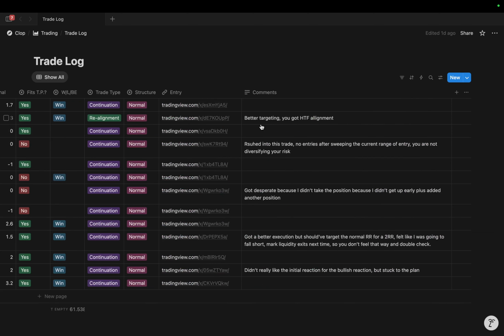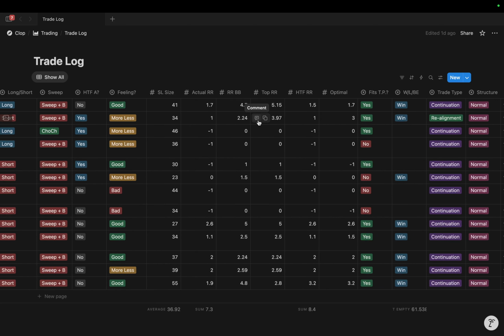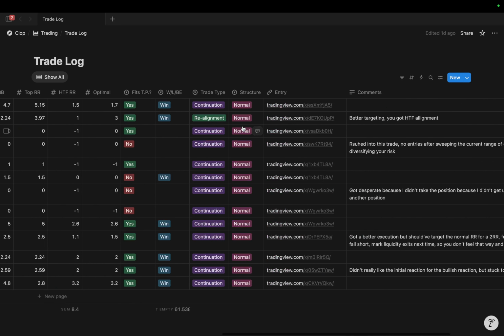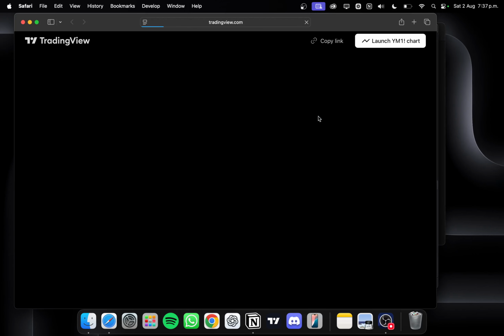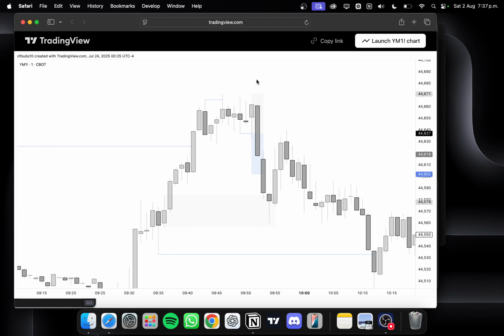For example, here, better targeting, you got higher time frame alignment, right? Why did I target this? It was an actual RR of 1.01, but why did I do that? If it was a 1.03, that was optimal, right? You go into this and you realize that maybe it was because you were pretty much premature, right? Or you were searching for reactions where it didn't really fit your plan, but at the time you were kind of not conscious of doing that. That's why you log the trades, right?